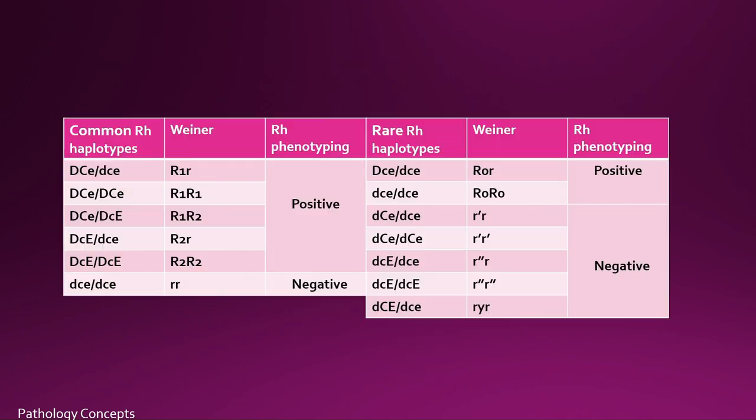According to these haplotypes, the common genotypes are R1r, R1R1, R1R2, R2r, R2R2 and rr. And the rare ones are R0r, R0R0, r'r, r'r', r''r, r''r'' and ryr.